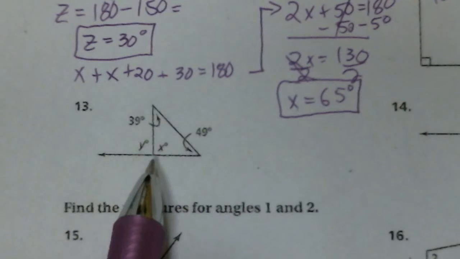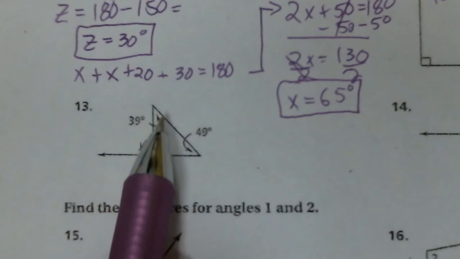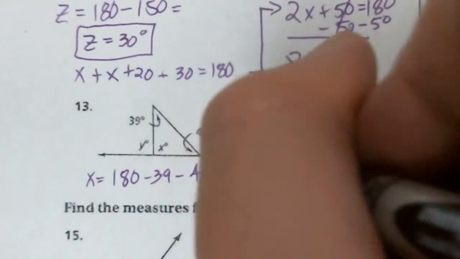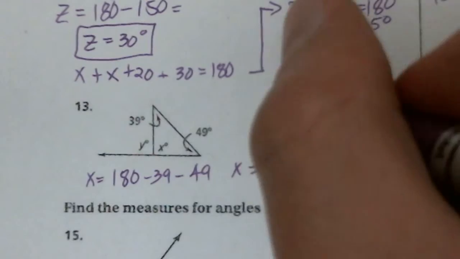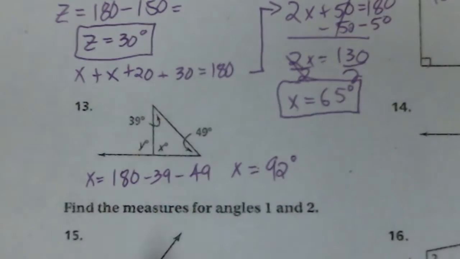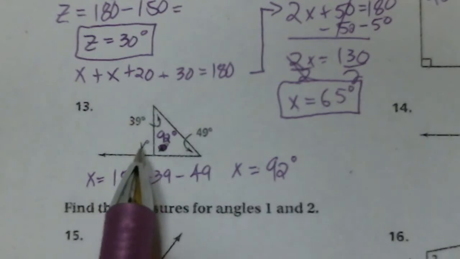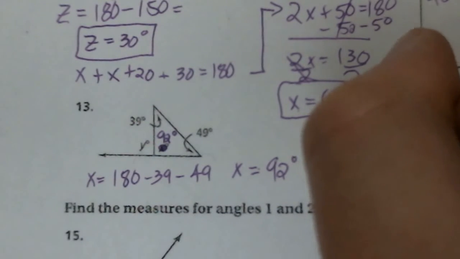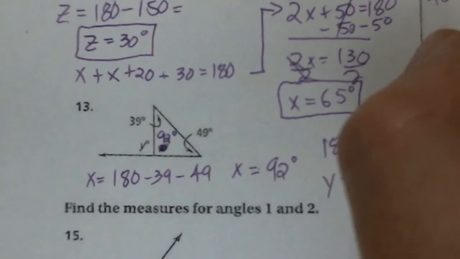To find X first, yes, I could just go ahead and do 180 minus 39 minus 49 and get X, which, let's go ahead and do that. That's one way to do it. X equals 180 minus 39 minus 49, and that comes out to be 92 degrees. And then, if this guy is 92, then I know these guys form a linear pair, so I just do 180 minus 92, and Y is going to be equal to 88 degrees.